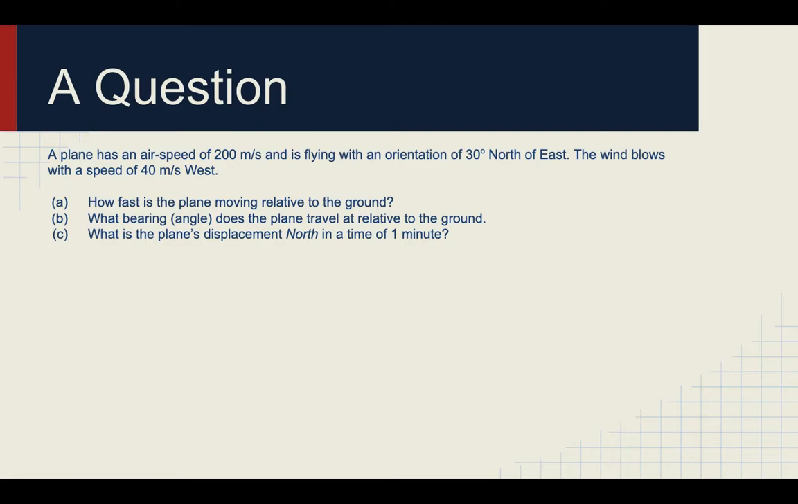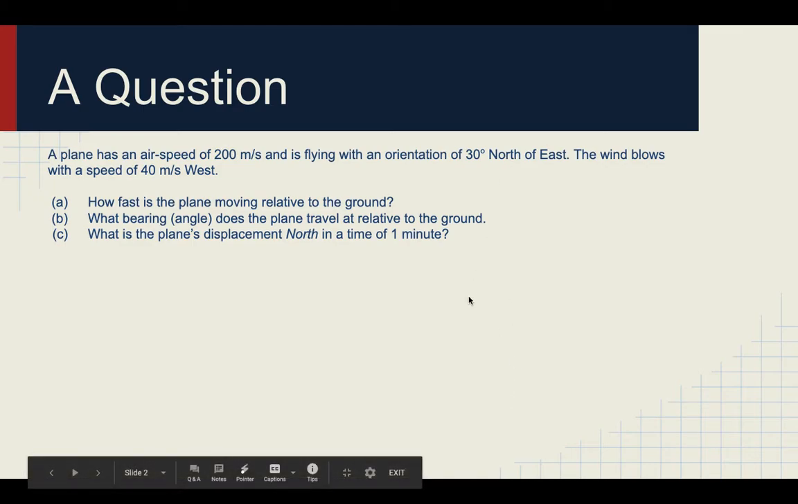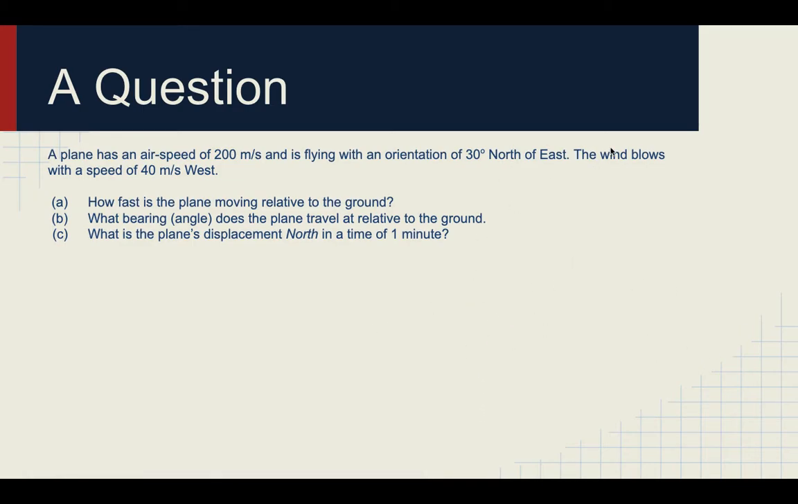So let's take a quick look at this question. A plane has an airspeed, that's how fast it flies relative to the air, of 200 meters per second, and is flying with an orientation of 30 degrees north of east. This is like the bearing that it's going. So it's not going north, it's not going east, it's going kind of northeast. The wind blows with the speed of 40 meters per second west. It's asking how fast the plane is going relative to the ground, what angle the plane travels at relative to the ground, and then what is the plane's displacement in the north direction in 1 minute.